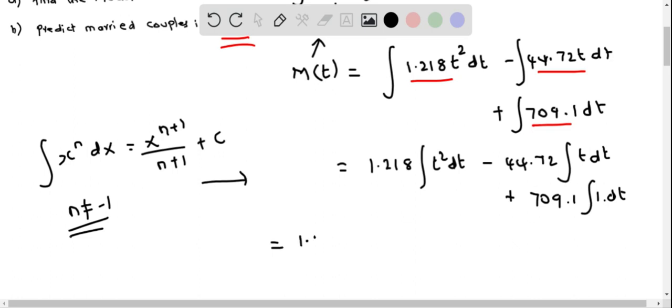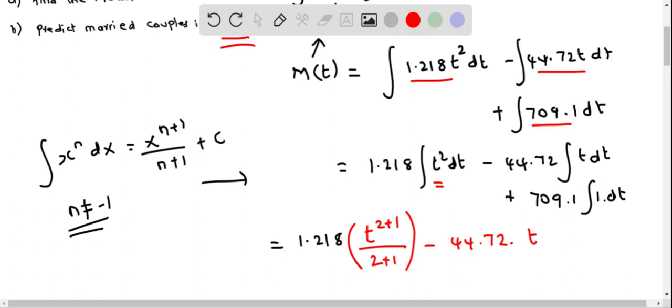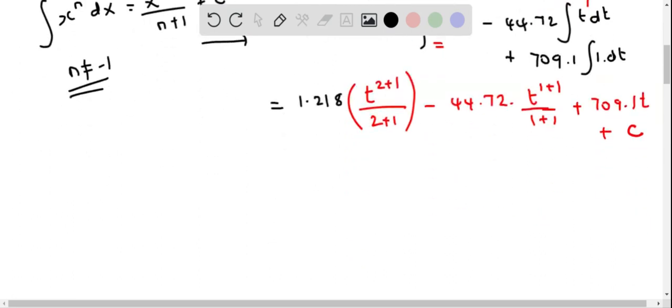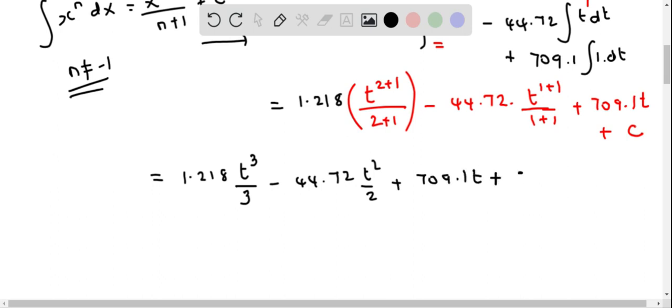So let's start to do it. I put the constant 1.218 and apply the power rule for the t square. Here we have the exponent 2, so we just add 1 to the power 2, which we do like this: t to the 2 plus 1 divided by 2 plus 1. Minus the next term, 44.72. We have the integral of t, which is basically t power 1, so we put t power 1 plus 1 by 1 plus 1. Plus 709.1. The integral of 1 dt is basically t. And we also put the integration constant, that is c. Now let's continue. We will get this simplified. So this is equal to 1.218 t cube by 3 minus 44.72 t squared divided by 2 plus 709.1 t plus the constant c.